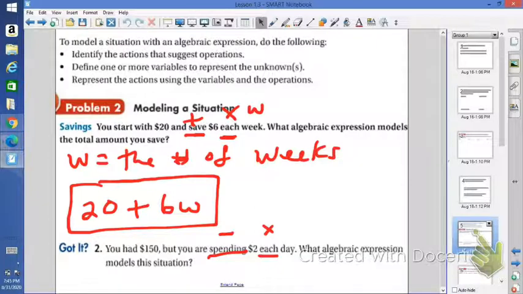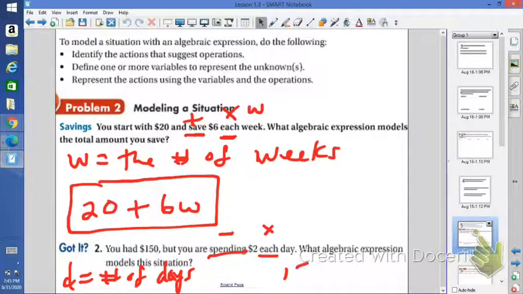So next is to define our variable. The variable is going to be D, and that's going to equal the number of days. That's going to be our unknown. Are we going to be spending this amount of money? How many days? 1 day, 2 days, 3 days? That's our unknown. All right, so let's put it all together and write the expression to model this situation.